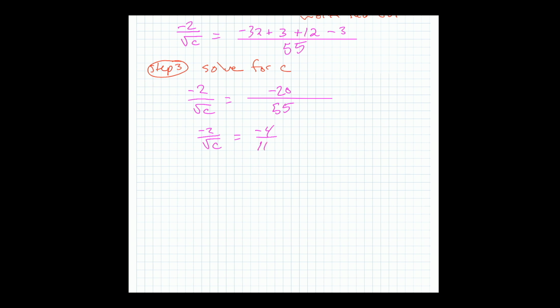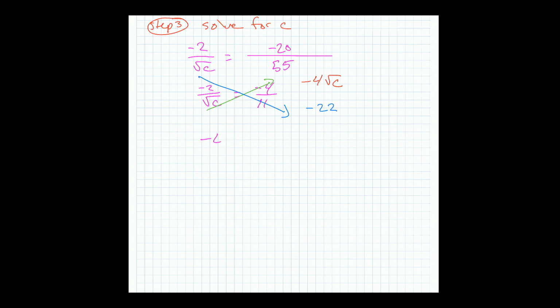So let's do that. Then let us go ahead and, you know what, I'm going to cross multiply. I never cross multiply. Let's do that. Cross multiplying is when you have a fraction equals a fraction and you multiply down here to up here, which gives you, in this case, negative 4 square root c. And then you multiply these two, which gives you negative 22, and then you set those equal. So negative 4 square root c equals negative 22.